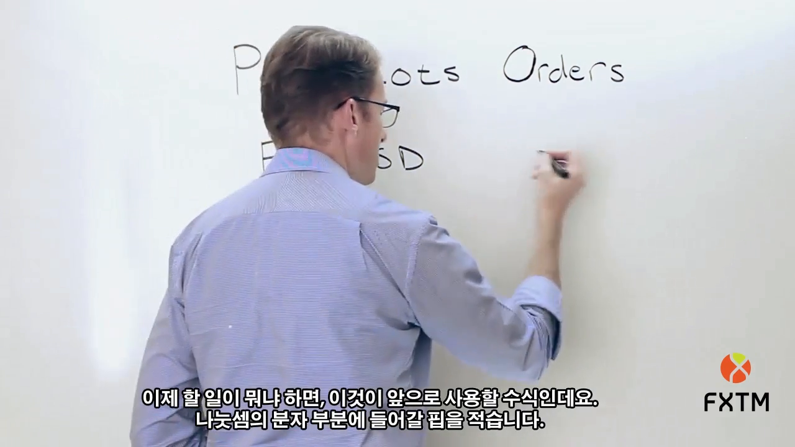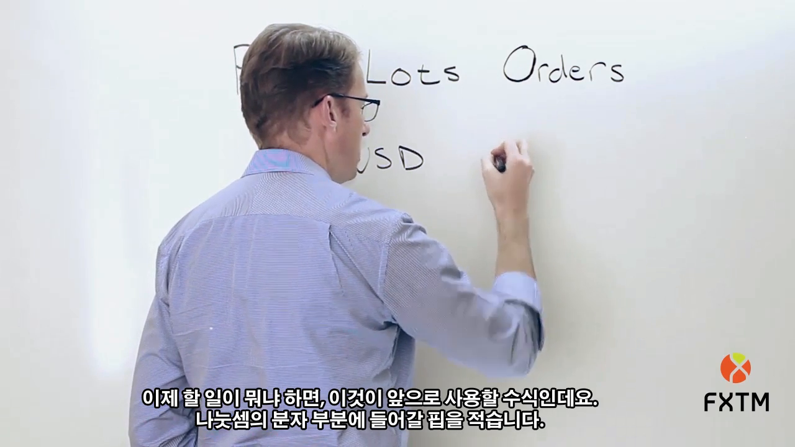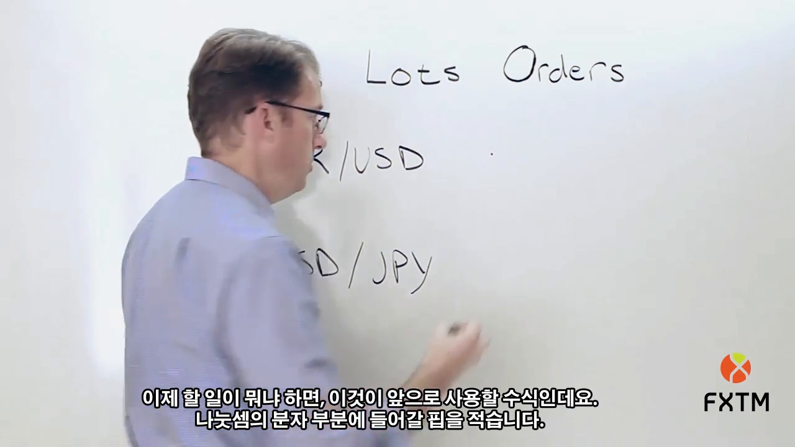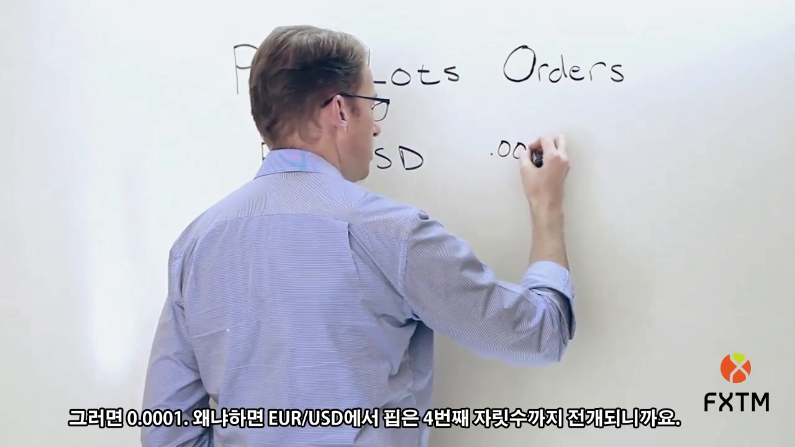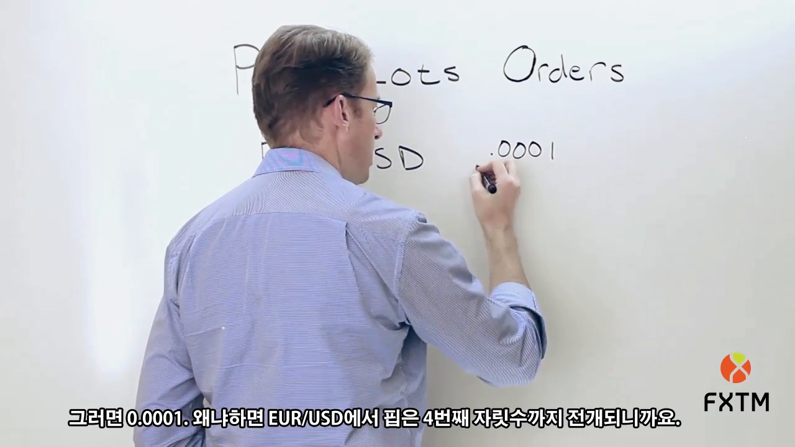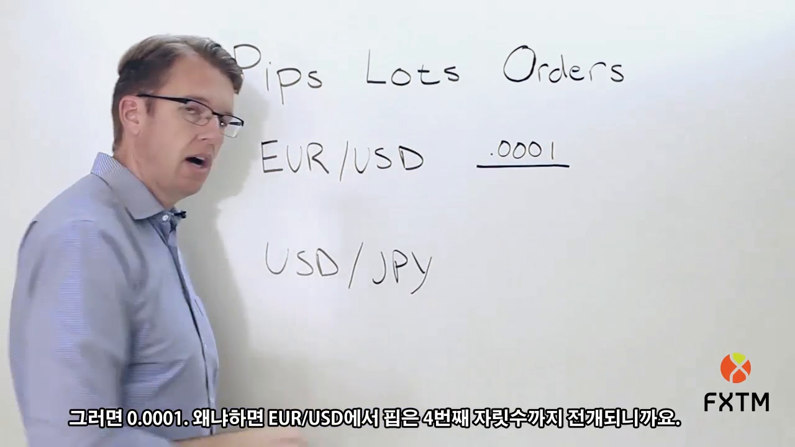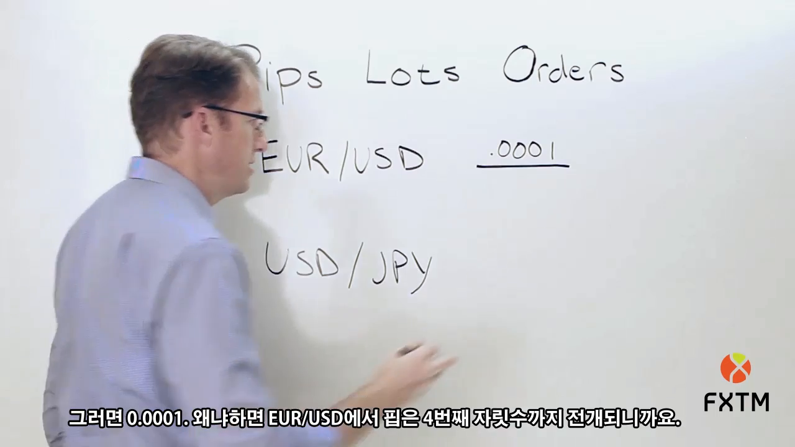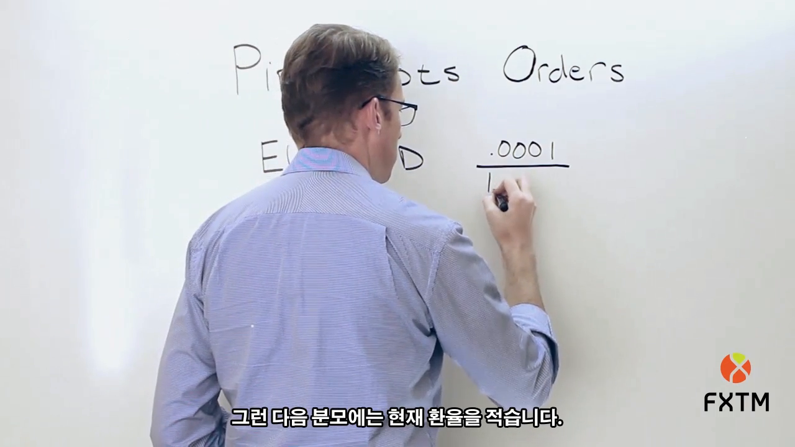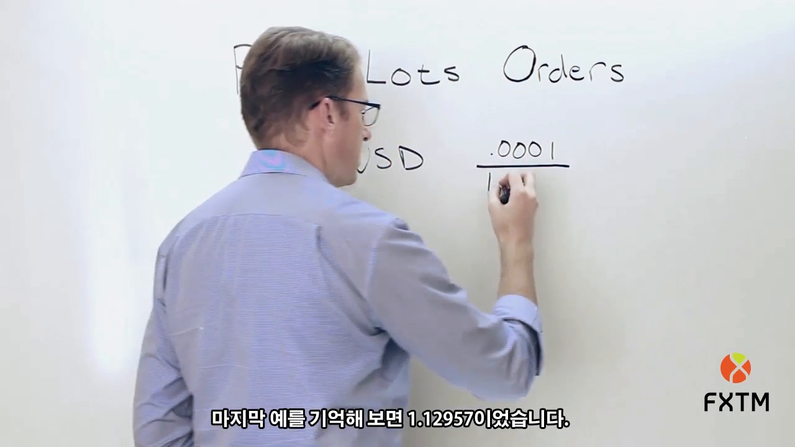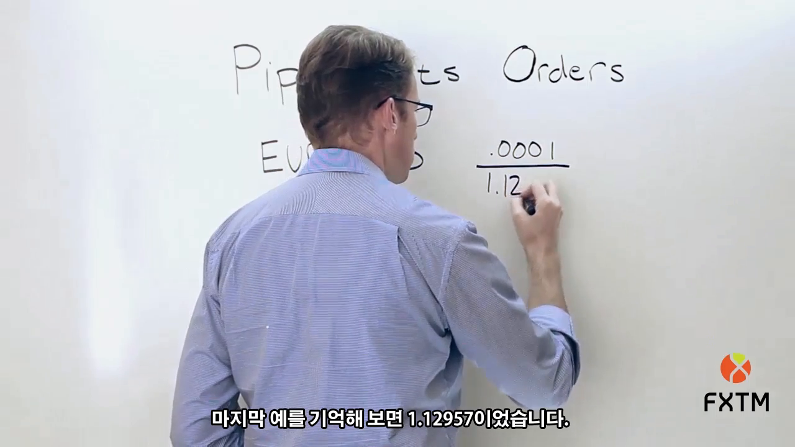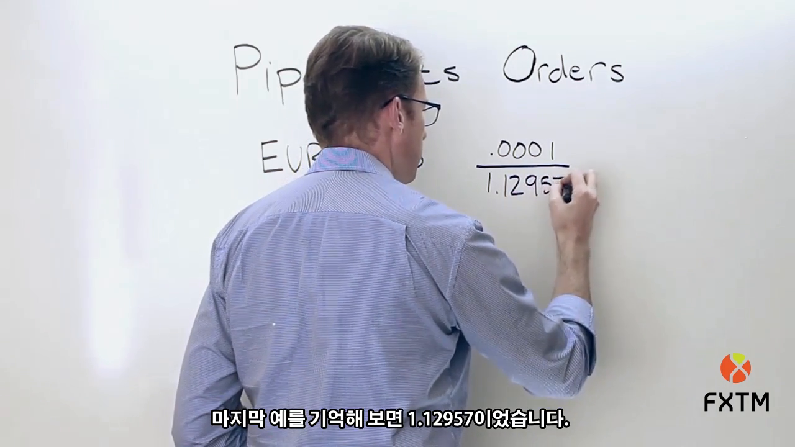So all we have to do, here's the formula that we're going to use. We're going to put a pip in the numerator of a division problem. So 0.0001, because remember that the pip in the euro-US dollar is all the way out in the fourth decimal place. And then in the denominator, we're going to put the current exchange rate. And remember from our last example, that was 1.12957.